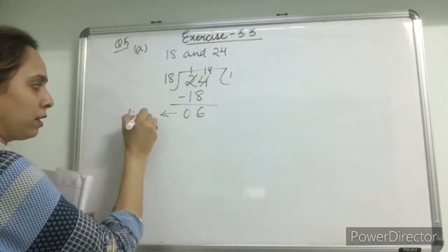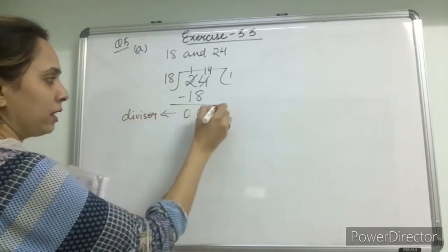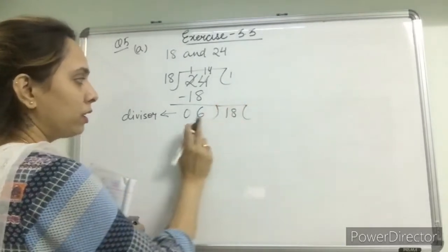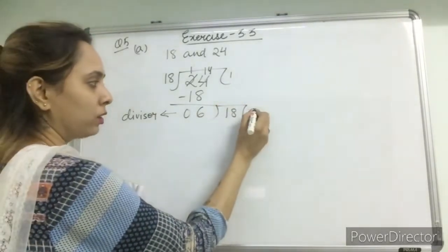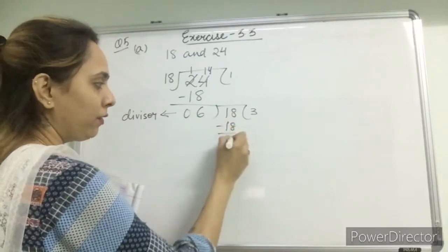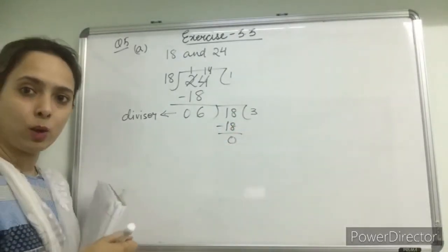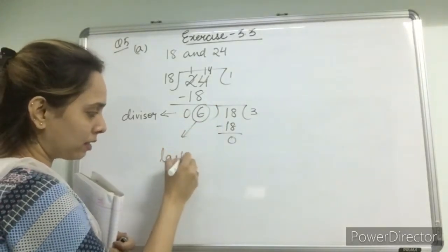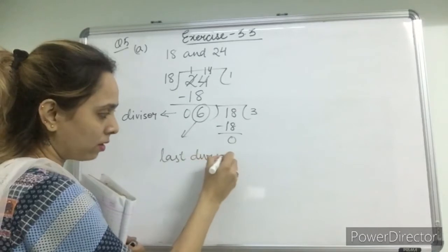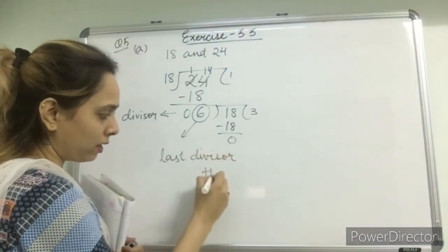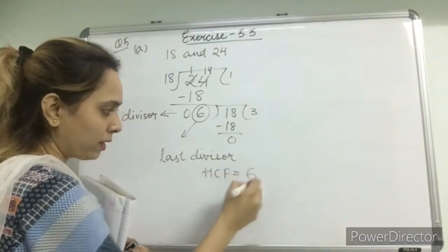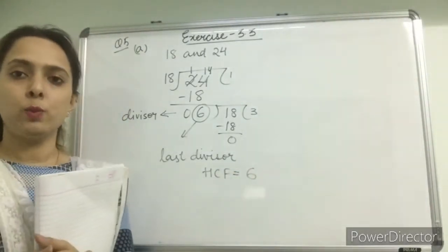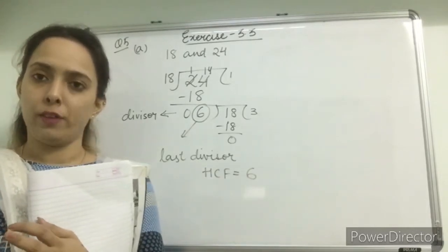This will become our divisor and the previous divisor will become our dividend. So 18, 6 3s are 18. So here we have got the remainder as 0. So this last divisor is our HCF. So it is very simple. In this way you are going to do all the questions in your fair notebook.